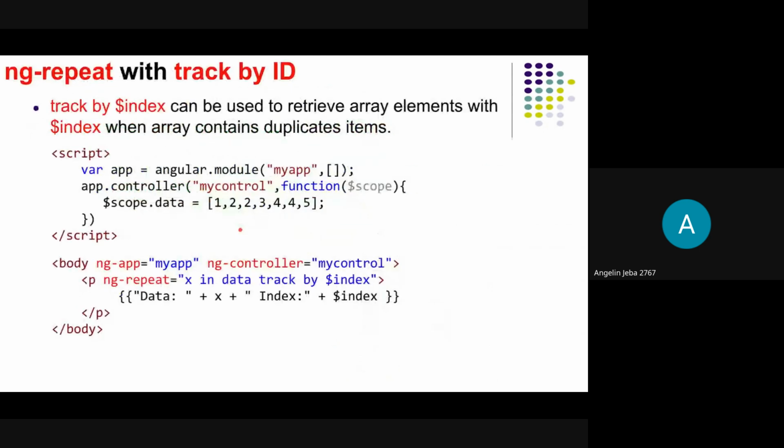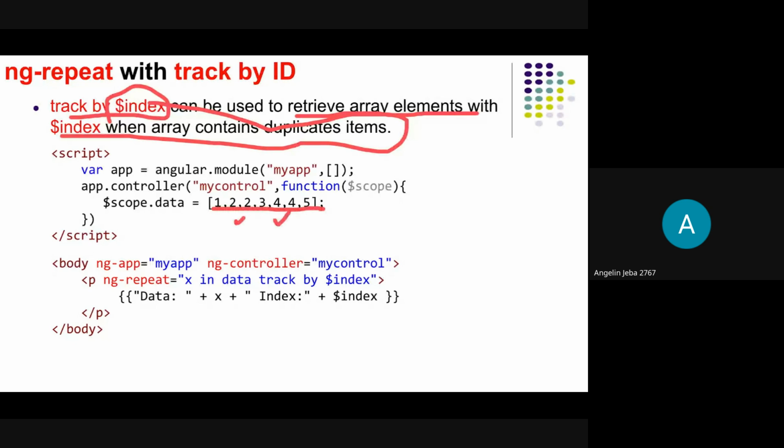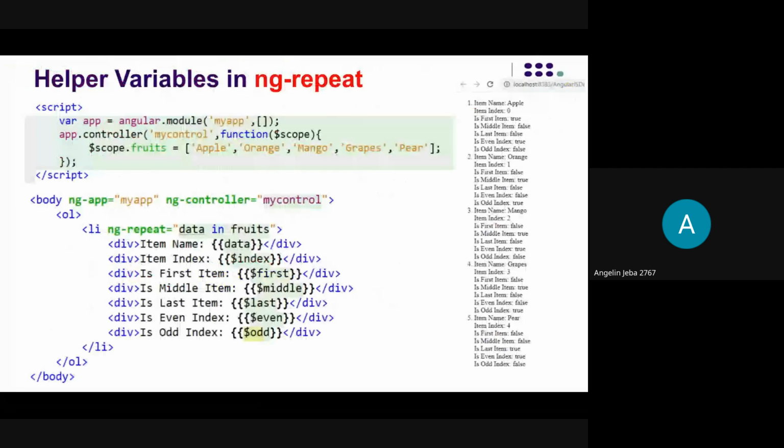Here we can also use track by. A scope is nothing but a data type used in AngularJS, and here we make use of track by $index. The dollar symbol followed by index can be used to retrieve array elements by index when the array contains duplicate items. Here we have duplicate items: 2 is repeated and 4 is also repeated. So to control it and index it, we use ng-repeat with track by $index.